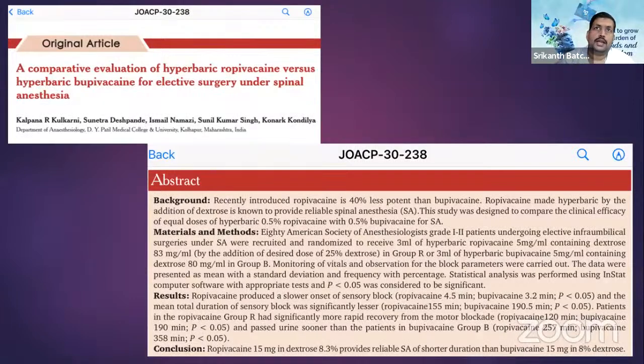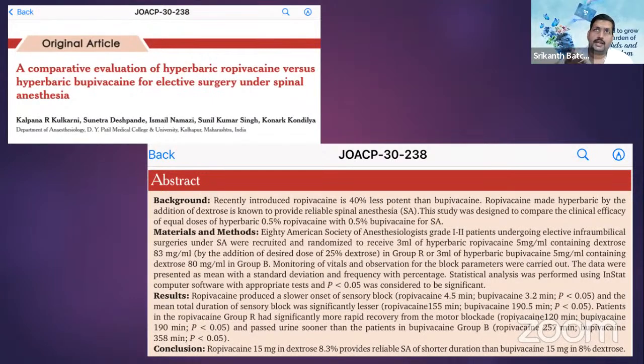So why this ropivacaine, how did it come into existence? Bupivacaine, we all know, has cardiotoxicity, so they searched for alternatives. Levobupivacaine and this S-enantiomer ropivacaine came into existence because of the cardiotoxicity and the reported cardiac arrest cases with bupivacaine spinal. So ropivacaine is the S-enantiomer.